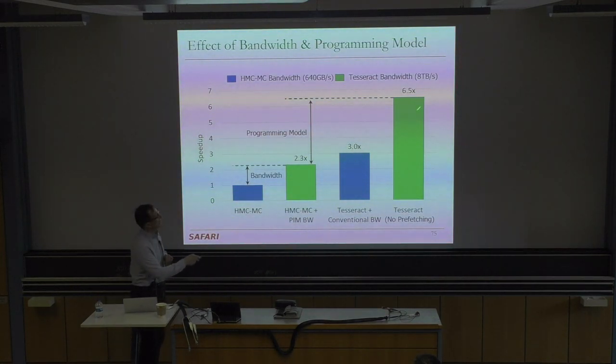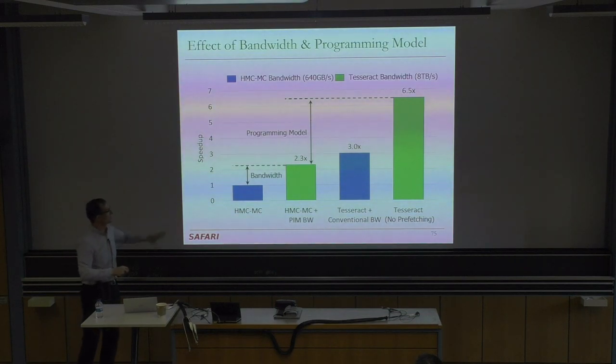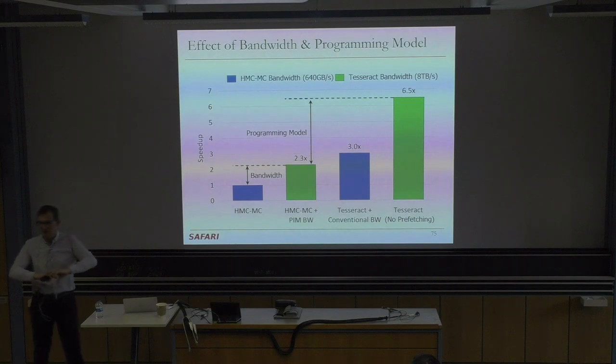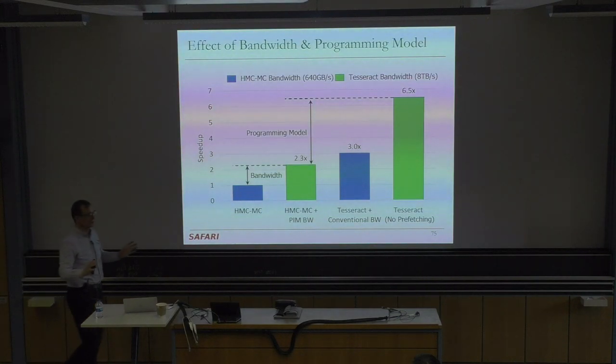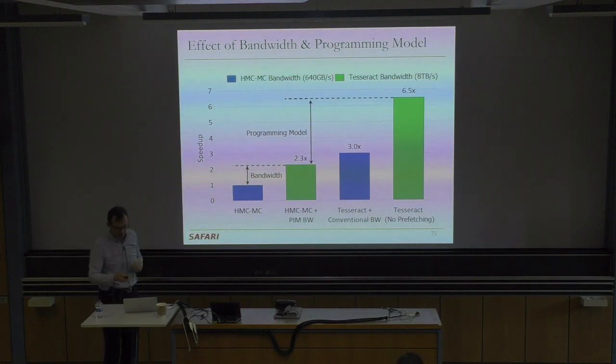And on top of that, if you actually add the bandwidth benefits, you go from 3x to 6.5x. So regardless of however you do the study, some of the benefit is clearly coming from bandwidth, but a bigger chunk of the benefit is actually coming from everything else that we do. And the paper has some more analysis in terms of the energy breakdown, for example.